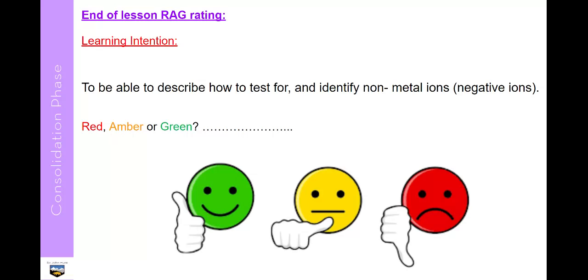Right, at the end of the lesson, we always complete our RAG rating for the learning intention. So the learning intention was to be able to describe how to test for and identify non-metal ions. So are you red, are you amber, or are you green?